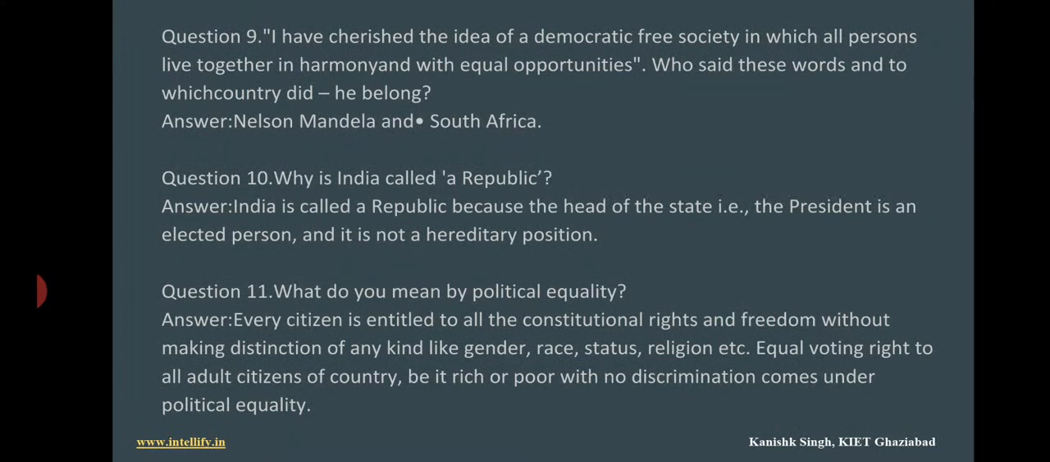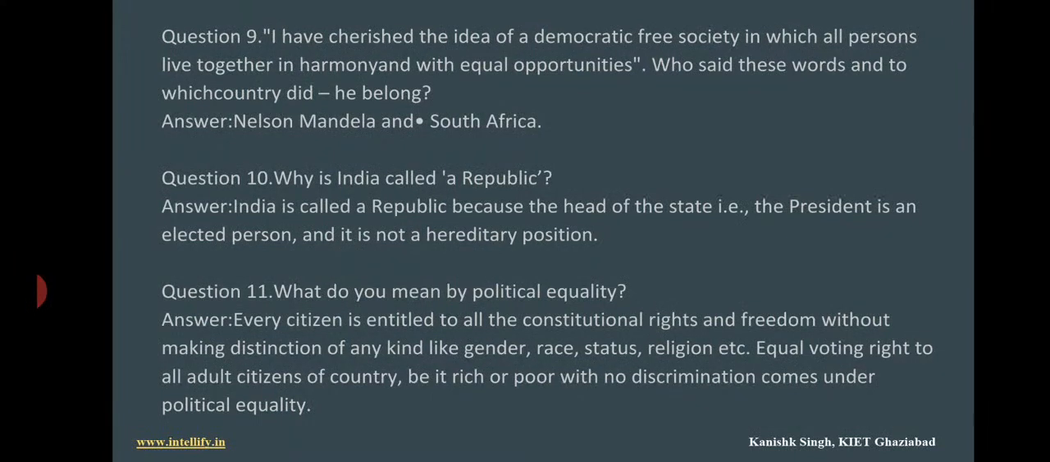So moving on, question number 11. What do you mean by political equality? Very important question. Every citizen is entitled to all the constitutional rights and freedoms without making distinction of any kind, like gender, race, status, religion, etc.